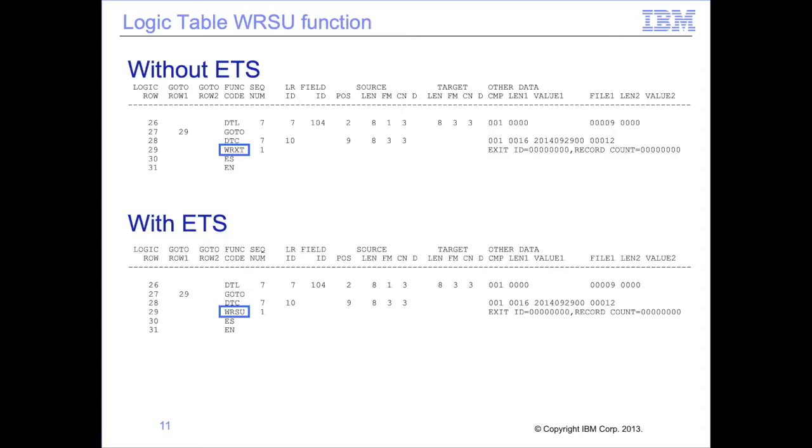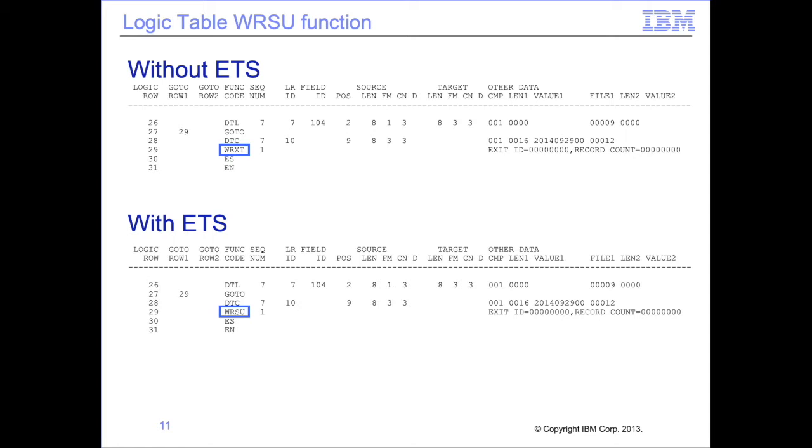The only change to the logic table when ETS is used is that the WRXT write extract record function is changed to a WRSU write summarized record function. Although a WRXT row can only write one record to the extract file, a WRSU function may write an extract record to the ETS buffer and also a separate overflow record to the extract file if the buffer has overflowed. At the conclusion of extract phase processing, all remaining records in the buffer will be dumped to the extract file.